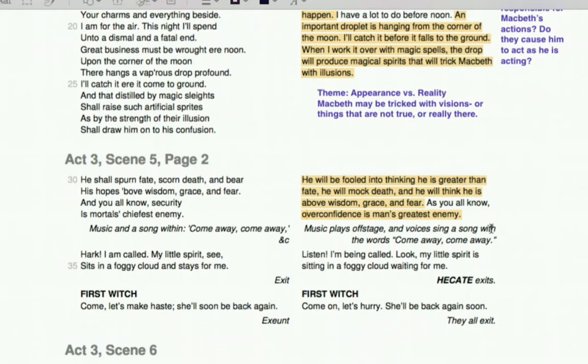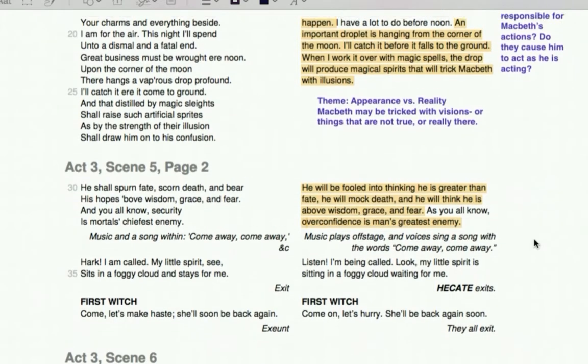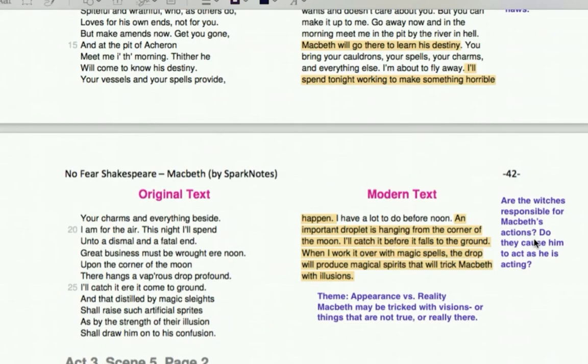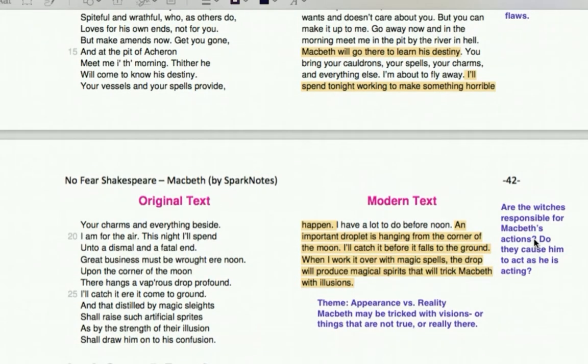Now, as Hecate enters and exits, there is this chant. And again, if we were watching this during Shakespeare's time, this chant would be very scary for us. And it's, again, part of Shakespeare's structural choices for the play. So the witches are going to meet Macbeth at the pool, and that is where he's going to learn his fate.